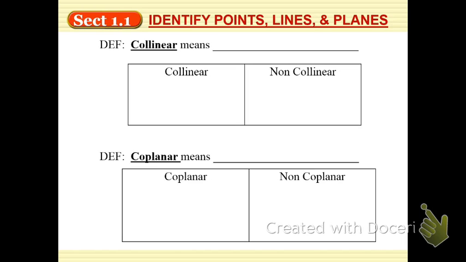The points are collinear, means they are on the same line. They are on the same line. So these 3 points are collinear. They're on the same line. Non-collinear would mean this point that's off the line here is non-collinear with the other points on the line. All right? So it means on the same line. Collinear.